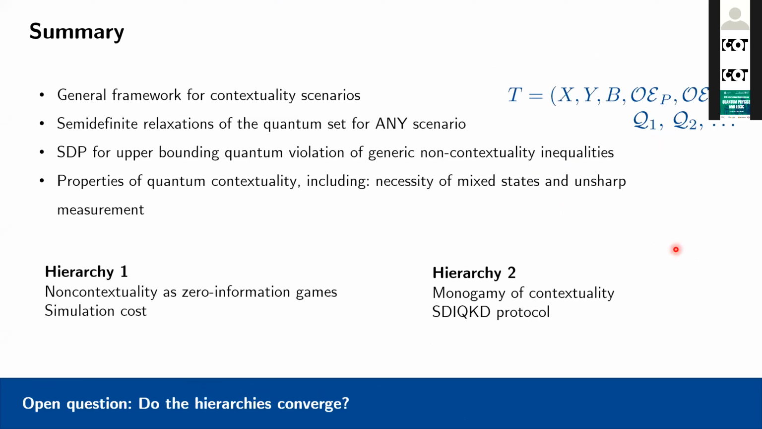Yep, so I guess I'll wrap up. You saw that we both had two different hierarchies for the same problem, but they were based on somewhat different ideas. And I think each of them has different advantages and disadvantages. Our hierarchy was based on this connection to zero information games and these information restricted correlations. We used this to look at several examples, including in particular studying the question of how to simulate contextual correlations. And Vicky used her hierarchy to show the monogamy of contextuality and to develop an SDI QKD protocol that is based on this.